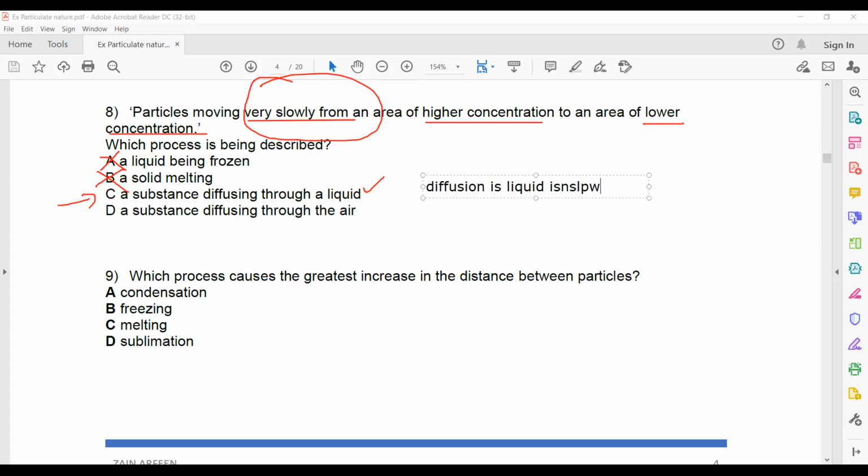is slower compared to diffusion in gas, because the particles first spread out and then they move from a region of higher concentration to lower concentration.